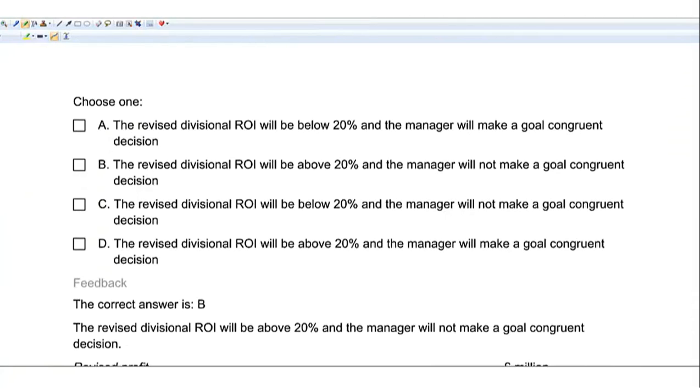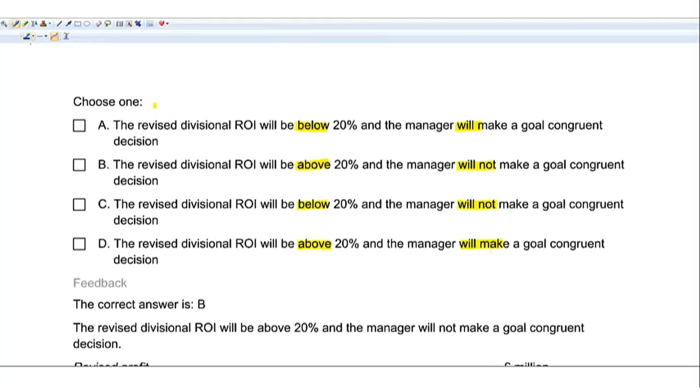Response option A says, the revised divisional return on investment will be below 20% and the manager will make a goal congruent decision. The other response options change the wording slightly. Option B, the revised divisional return on investment will be above the 20% and the manager will not make a goal congruent decision. C, the return on investment will be below and the manager will not make a goal congruent decision. And D, return on investment will be above and the manager will make a goal congruent decision.